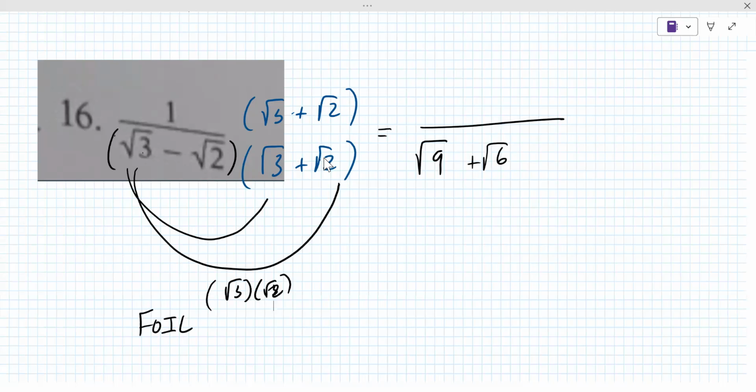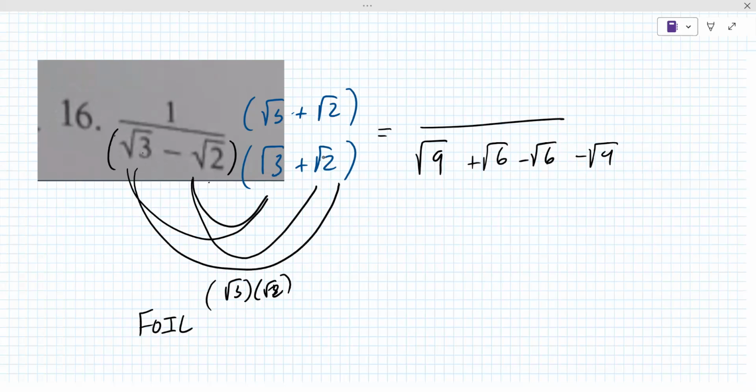Now you're going to do the inner: minus square root of 2 times positive square root of 3. That would be negative square root of 6. And then your last one is minus square root of 2 times positive square root of 2. That would be negative square root of 4. The negative comes on the outside.